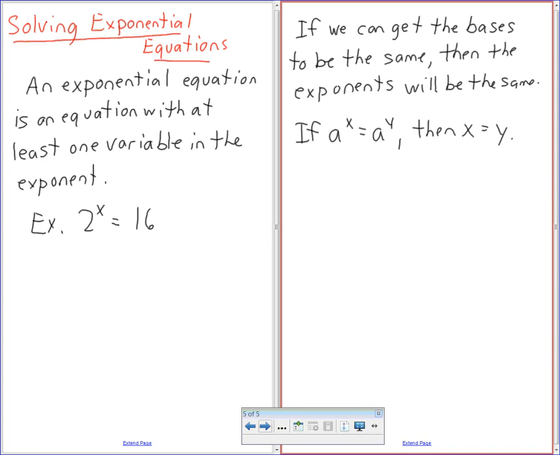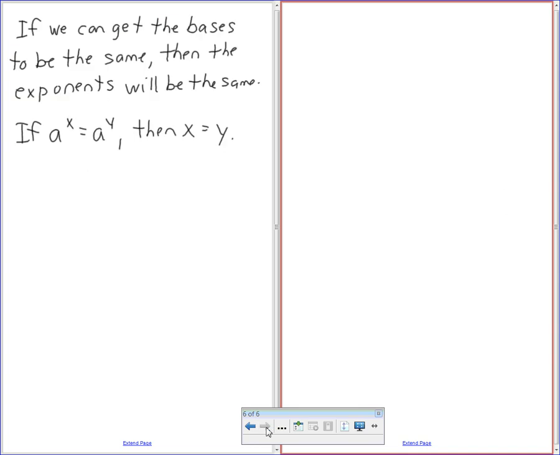Okay, example 1. I'll give you a second to write this down. All right, example 1, here we go. 3 to the x equals 3 cubed. Okay, this one's the level 1 difficulty question. Can someone tell me what x equals, please?